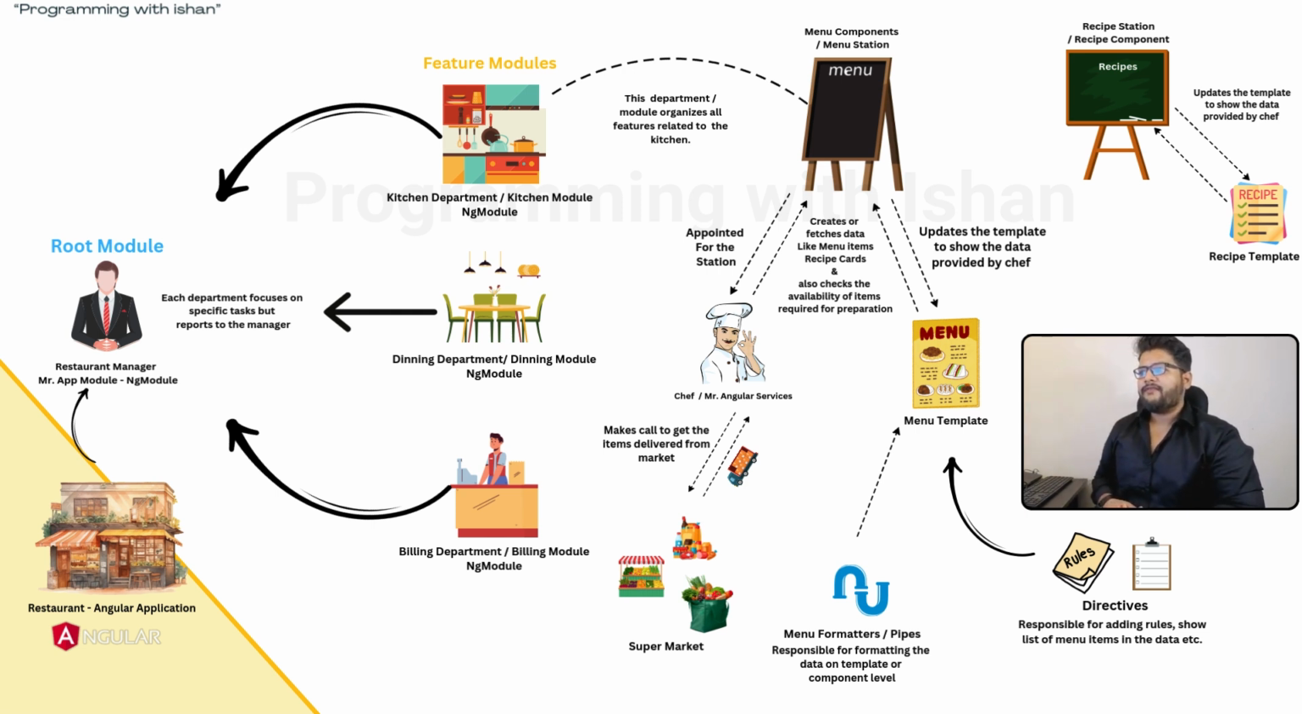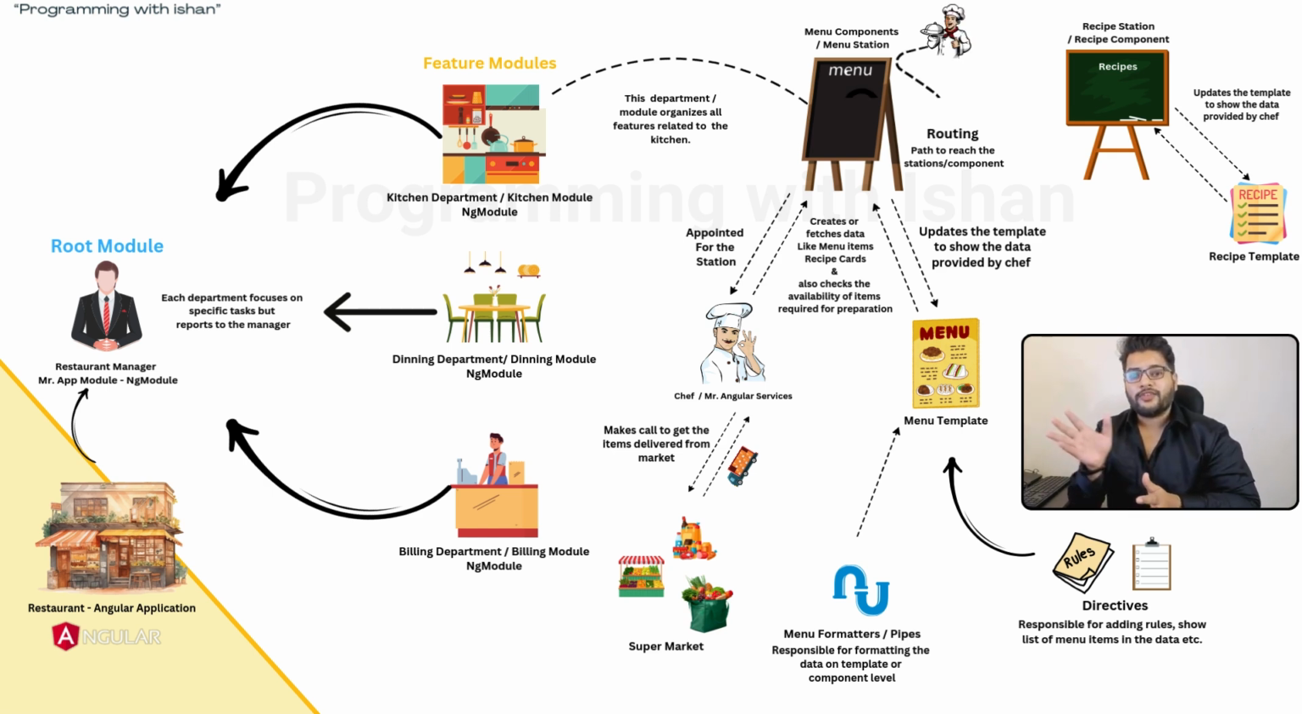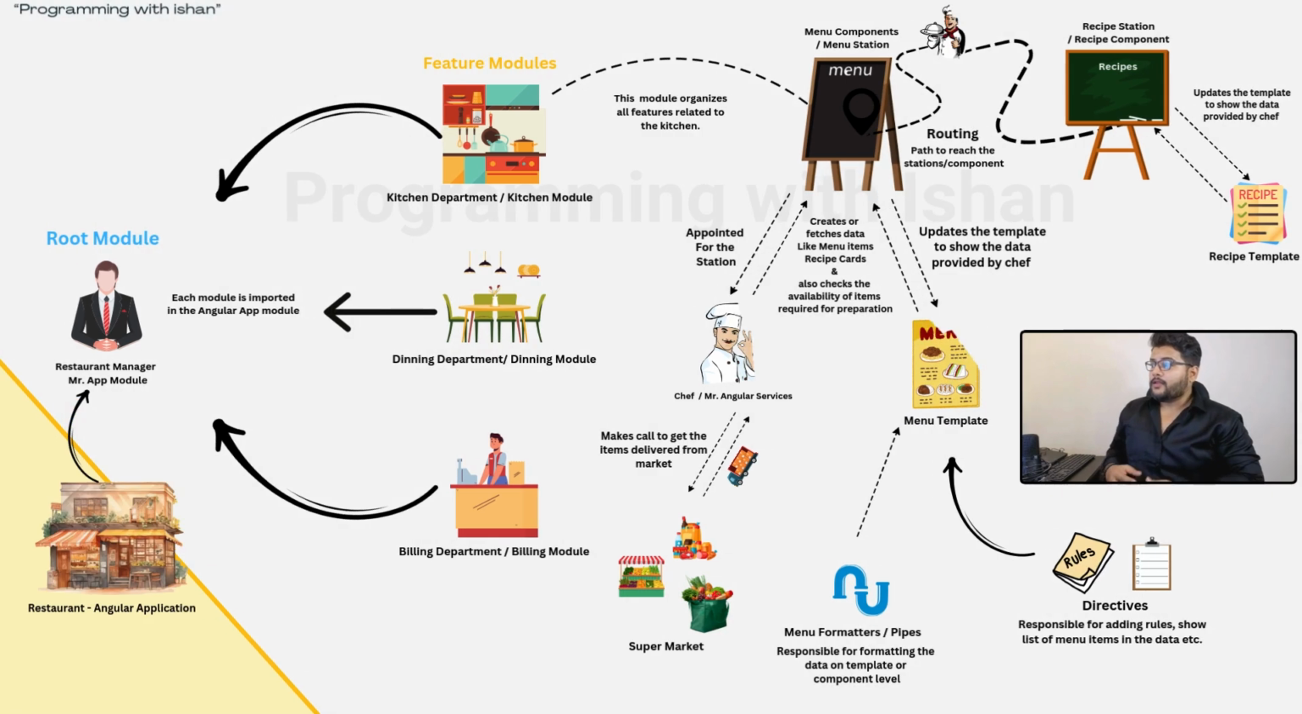And finally, we have the routing. So routing can be presented in a kitchen department in such a way that if a staff wants to get the menu, there's a different path in the kitchen which leads to the menu station, and if a staff wants to get the recipe card, there's a different path in the kitchen to reach the recipe station. So this is the part of the routing. So let's try to understand this relation better by switching a few of the images and text with the relevant ones.